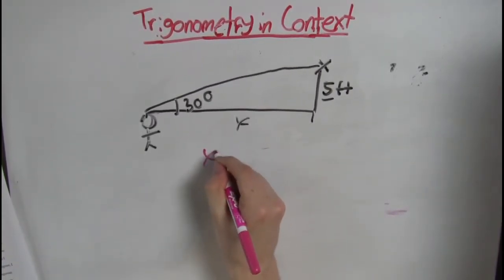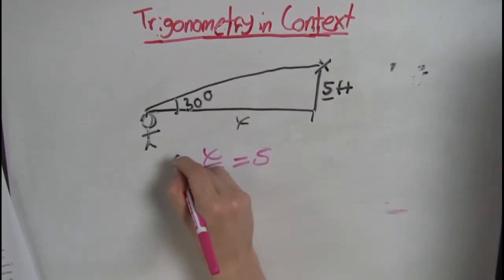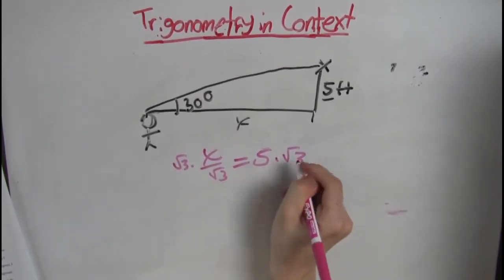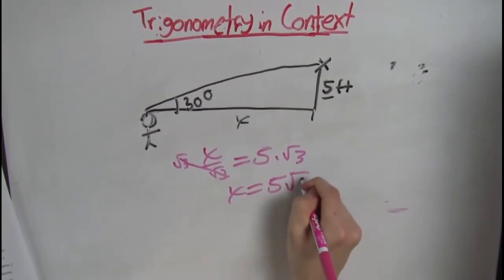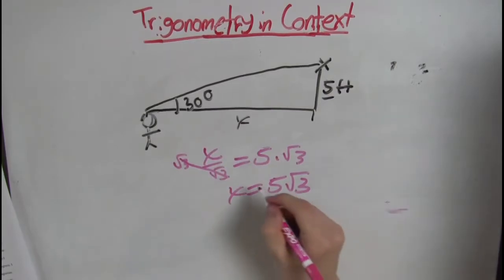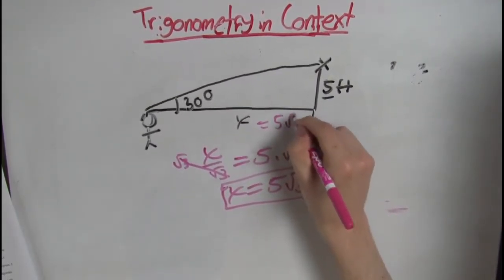I get x over √3 is equal to 5. Multiply both sides by √3. So I can cancel out that. I just get x equals 5√3. And that is my answer. And so I can say that's 5/3.